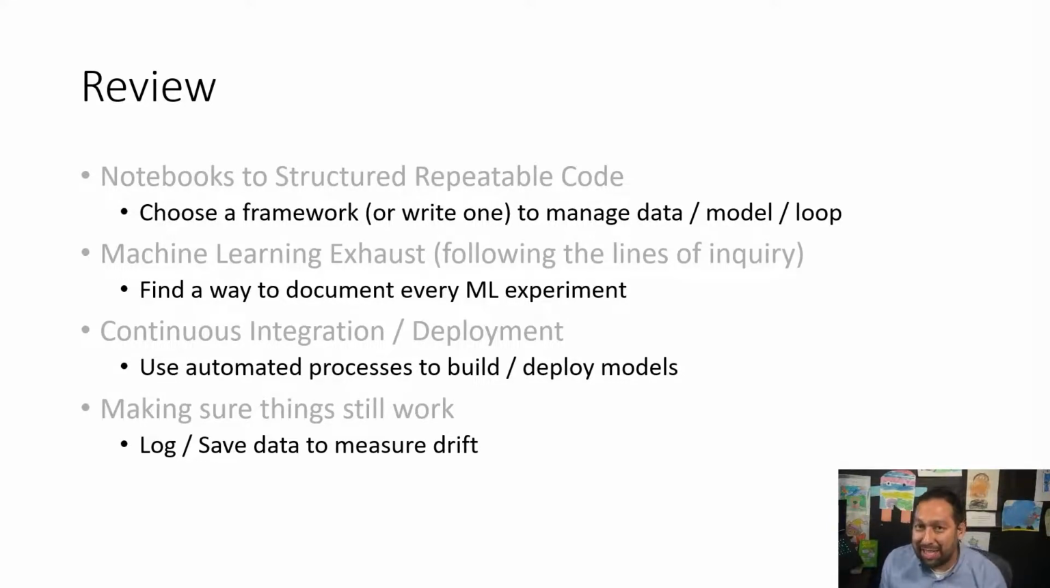Notice that the thing still didn't work all the way, but that's okay because I can do more experiments in the notebook. I can figure out how things actually work a little bit better with the data. And because I've chosen a framework, or I've written one, to manage the data, the model, and the loop, once I'm done with the notebook, I know exactly which code to pull out and where to put it. And then I just check it in. As I check it in, the thing runs. Tip number 2 was I found a way to document every machine learning experiment so I can view everything related to the experiment.